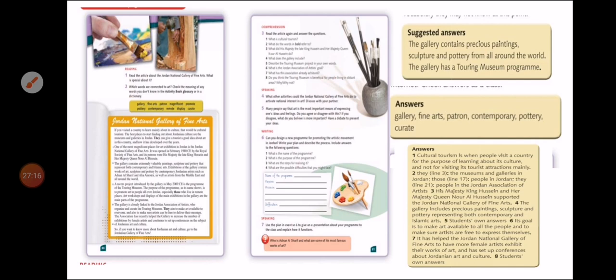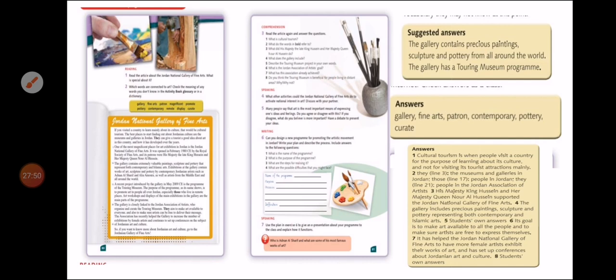Number 2. What do the words in bold refer to? Yes, حكينا. They refers to the museum and galleries, those refers to people in Jordan. They refers to people in the Jordanian Association of Artists, حكيناها. And the last one, they, yes, they refers to people in the Jordan Association of Artists, صح. نروح على question number 3.